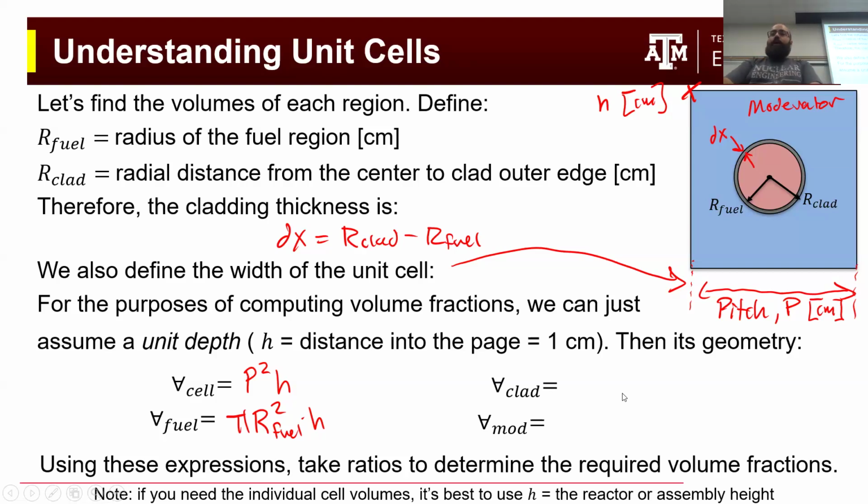How about the volume of the clad? What's the volume of the clad going to look like? Perfect. Yeah, it's going to be the area of this big circle minus the area of that little circle. So I'm going to have a pi on both terms, and then I'm going to end up doing r clad squared minus r fuel squared. That would be the area of that little circular shell. And then if I multiply by the height, that would give me that volume.